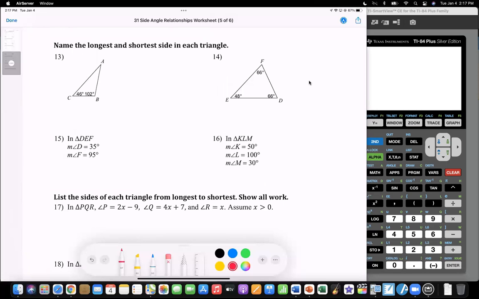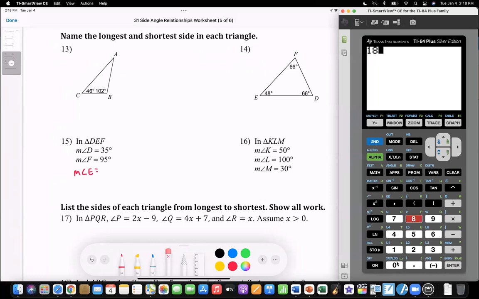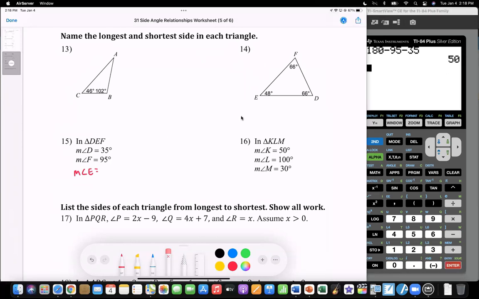So for this section, it just says name the longest and the shortest side. So it's not from longest to shortest. You can do that, but it's just saying what's the longest side and what's the shortest side. So remember, whenever I have two angles and I'm missing an angle, it's always a good idea to find the missing angle. So here we have D and F. So we're missing E, right? So that's the letter we're missing. So we should find what the measure of angle E is, right? So if D is 35, F is 95, what would angle E be? Well, I have to get to 180 total. So if I take away the 95 and the 35 I already have, it seems like we have 50 more degrees left to get to 180. So this would be 50 degrees.